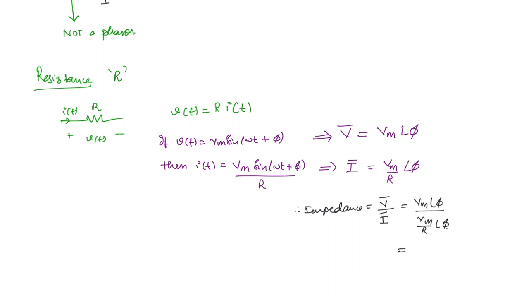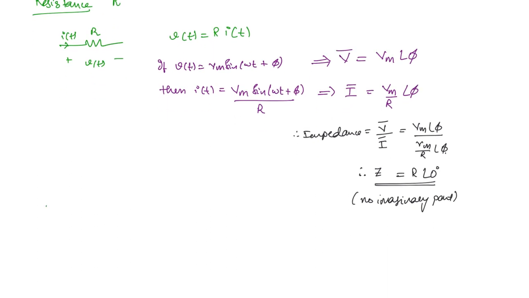So what you are going to get? R angle 0 degrees. Because in the numerator also you have phi, here also you have phi. Phi minus phi you are going to get 0 degrees. If it was multiplication, then you have to add the phases. If it is division, you have to subtract the phases. Therefore, for a resistor, the impedance is equal to R angle 0. That means it only has a real part. It doesn't have an imaginary part.